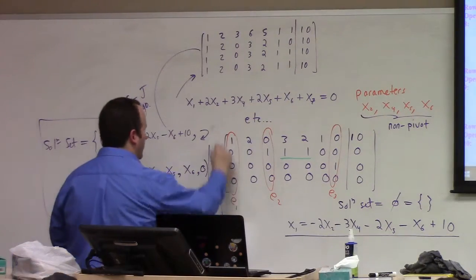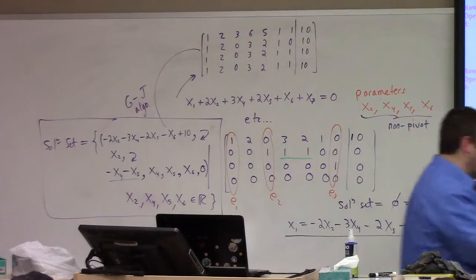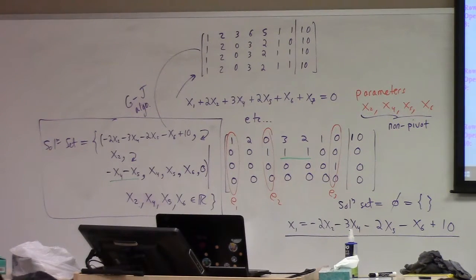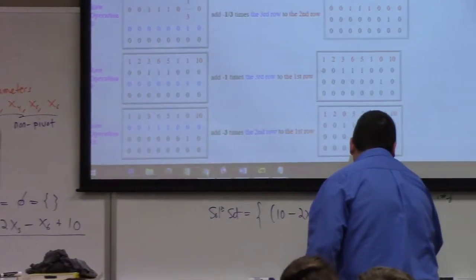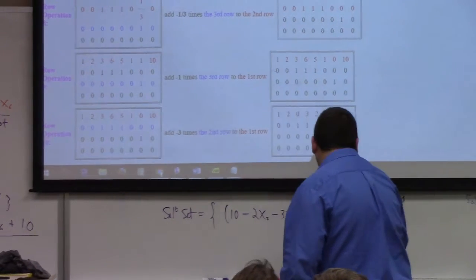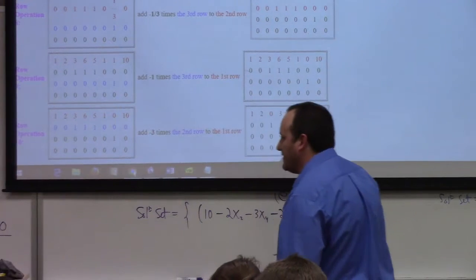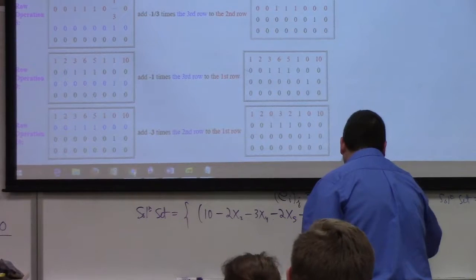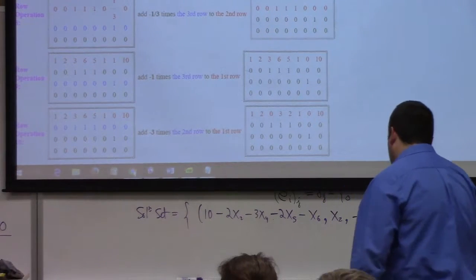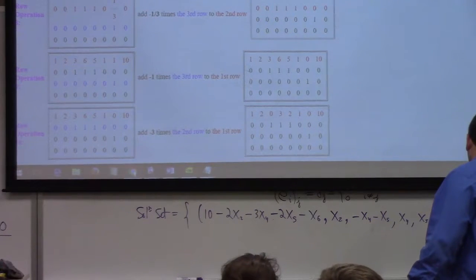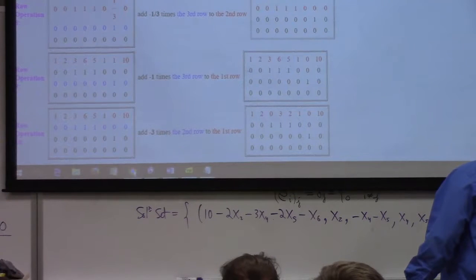So there you go. Sorry, that one's kind of ugly to look at in that way. Let me rewrite the solution set over here so it looks prettier. The first one's 10 minus 2x2 minus 3x4 minus 2x5 minus x6. I put the 10 first because it just seems right. And then x2 is x2. x3 was minus x4 minus x5. Then we've got x4, x5, x6, and then finally 0. So this is the solution for x2, x4, x5, x6, all free variables.